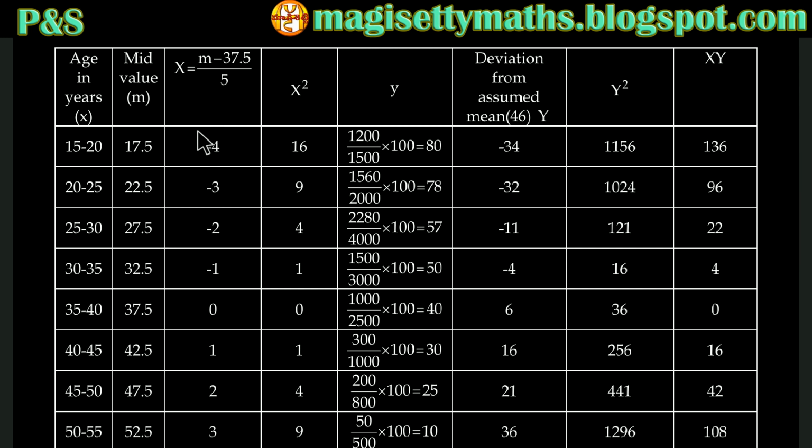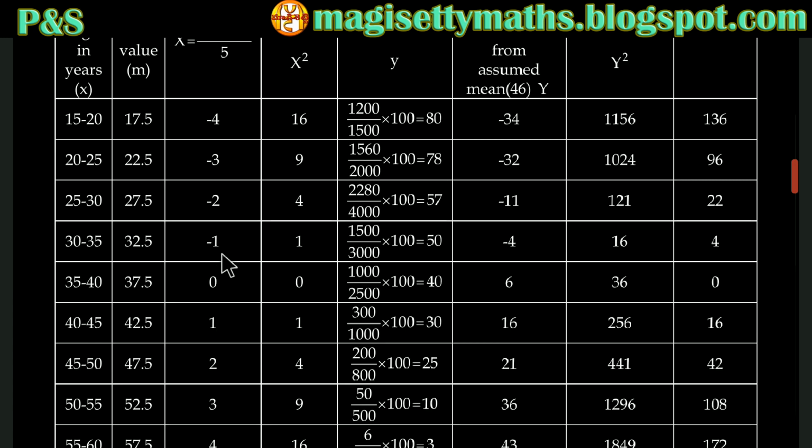Now evaluating capital X equals m, 17.5, minus assumed mean 37.5, divided by width of the class 5, that gives minus 4. Corresponding to the class 22.5, m minus 37.5 divided by 5 gives minus 3. Corresponding to this class, 27.5 minus 37.5 divided by 5 gives minus 2, and so on. We get minus 1, 0, 1, 2, 3, 4. This is the sample data.